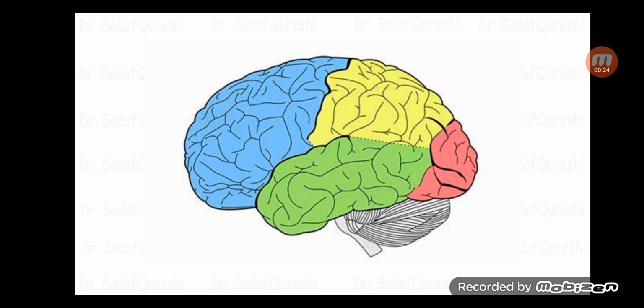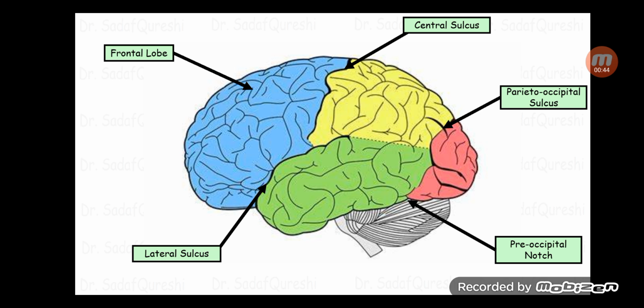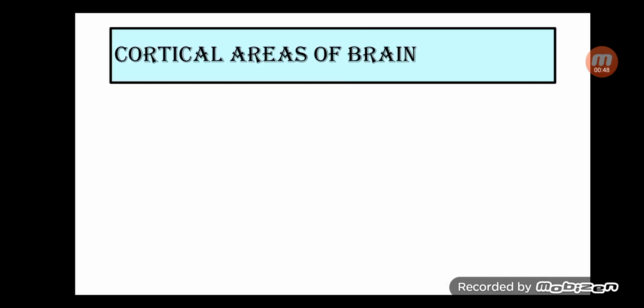If we see the cerebral cortex, we can see the surface of cerebral cortex is divided into different parts by different sulci. The important sulci that divide the cerebral cortex into lobes are central sulcus, lateral sulcus, parieto-occipital sulcus, and pre-occipital notch. And these sulci divide the cerebral cortex into frontal lobe, parietal lobe, occipital lobe, and temporal lobe.